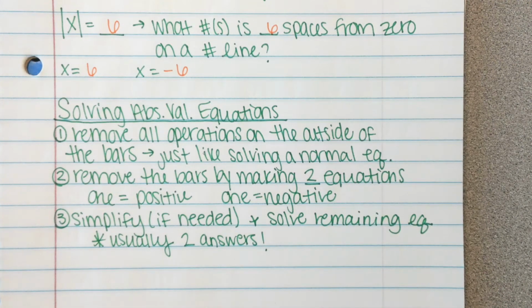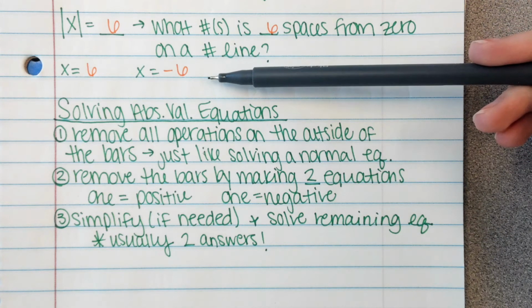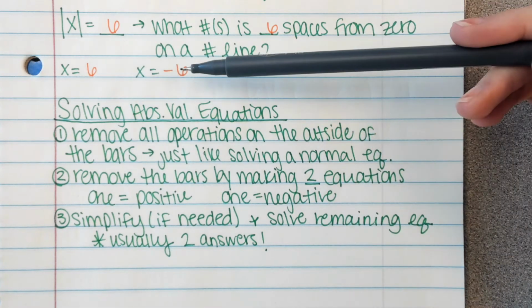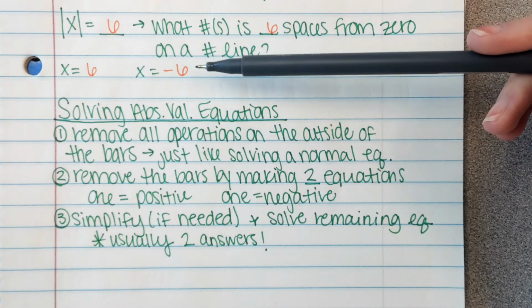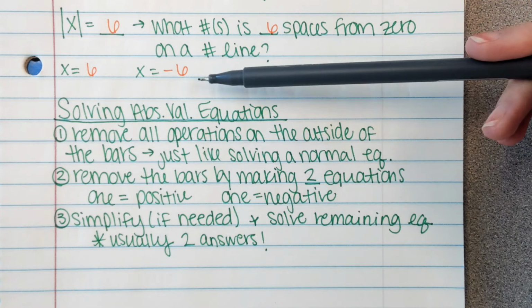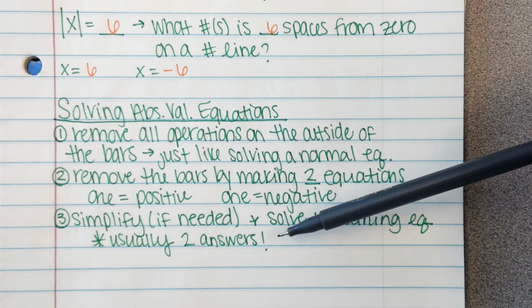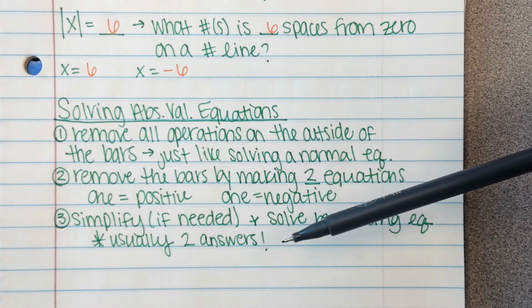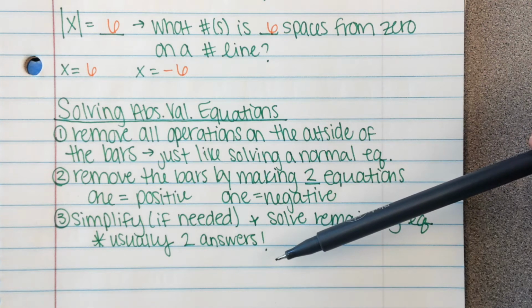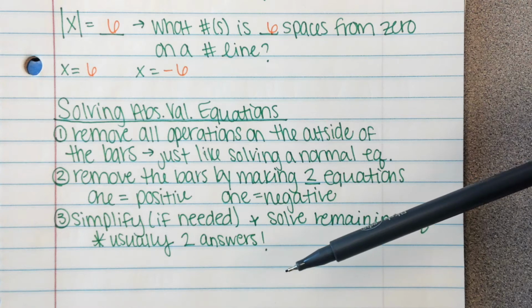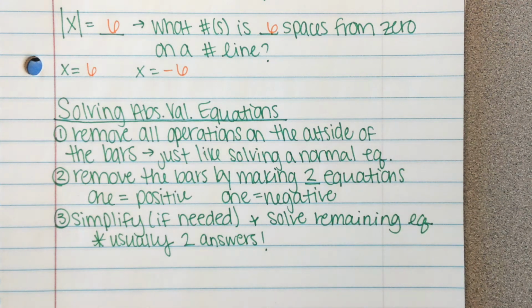Step number 3, simplify if needed. You might have to simplify, you might not, and then solve the remaining equation. Now, if the problem is super simple, like this one up here, you might not have to do anything else. Once you split it apart, you might just have your answer and you can stop. But that doesn't happen every time. Sometimes you have to do a little bit more work to get your final solutions. And we made a note, there's usually two answers. It's very rare that you will stumble upon an absolute value equation that just has one answer, but I'm not saying it's impossible. So for the most part, you should have two answers. You should be circling, boxing, typing in two separate answers. So keep that in mind.